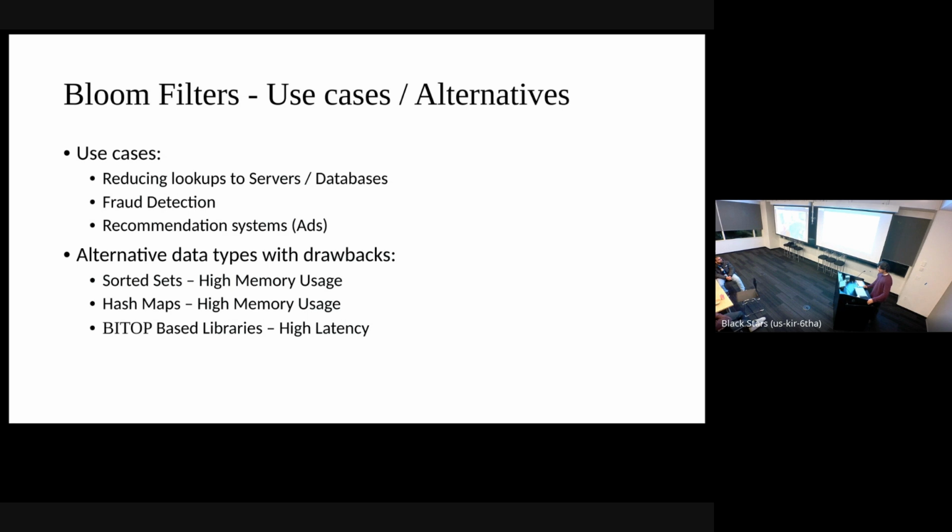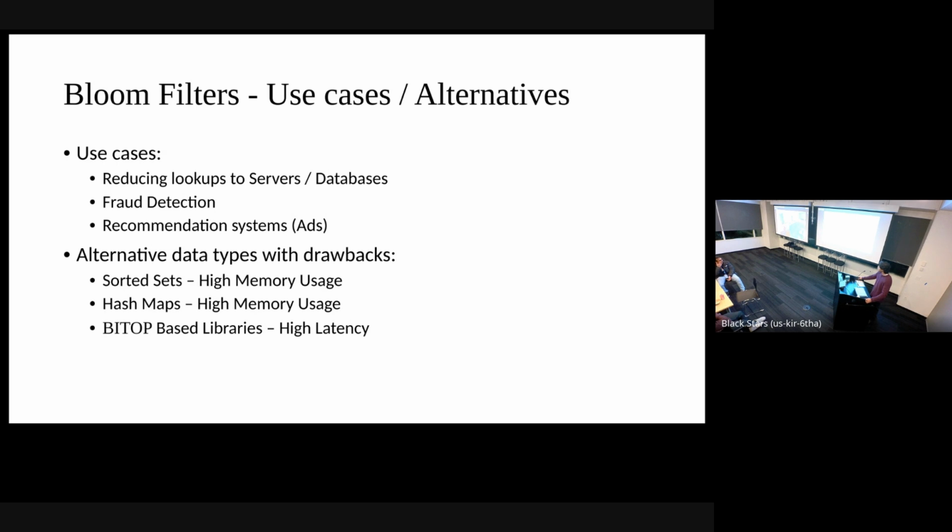Some use cases include reducing lookups to backend servers and databases. In fraud detection, it can be used to keep track of locations and see if a transaction is being made from an unknown location. In recommendation systems, you can use it to check whether you've previously recommended an advertisement to a user. You can get similar set and check functionality by inserting items into sorted sets and hash maps, but this would require higher memory usage.